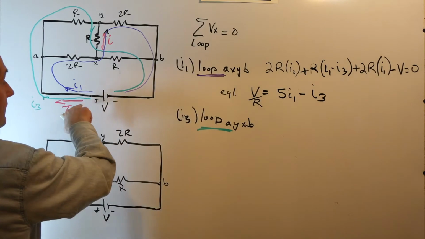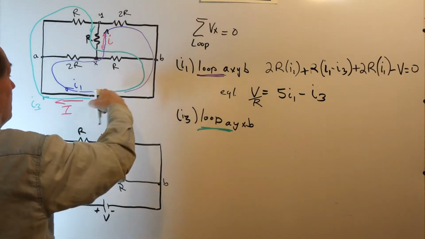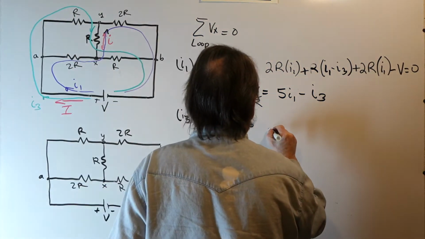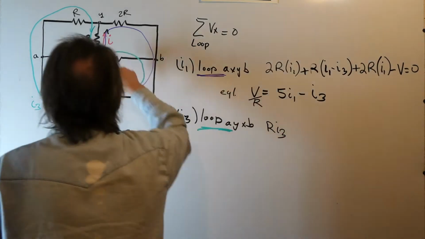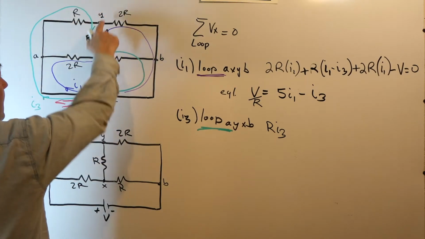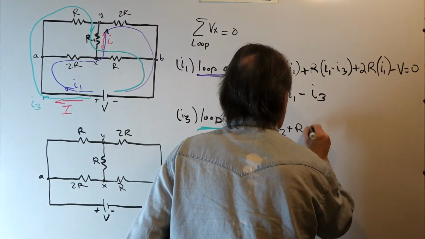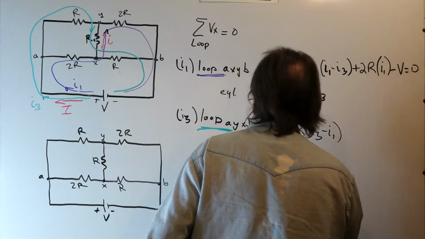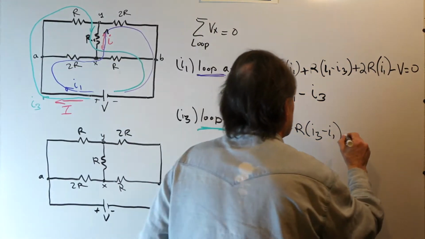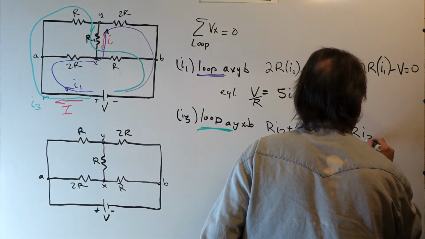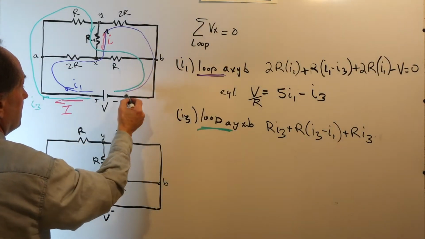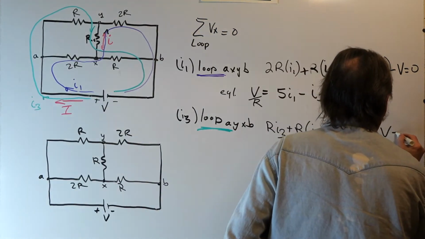Now, the next loop, I3, the green loop, we're summing our voltages. I3 is going through R, so we have R, I3. We're going down through the bridge resistor. We have 2 currents now. We have I3 minus I1 times R, or R times I3 minus I1. And then we go through the resistor. I3 is the only current there, so we write RI3. And we're back to the voltage source, so we have minus V, and that's equal to 0.